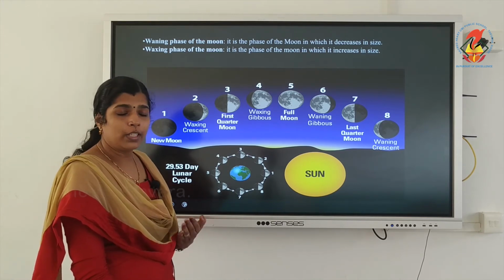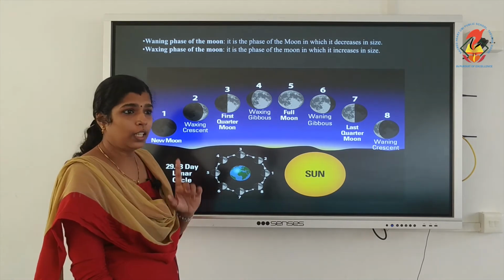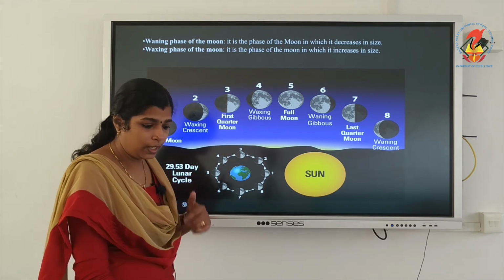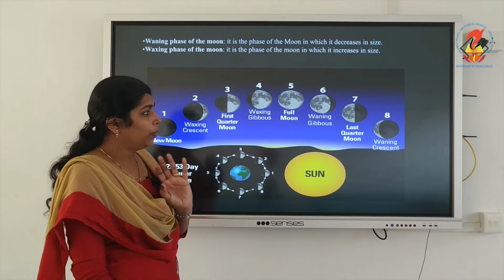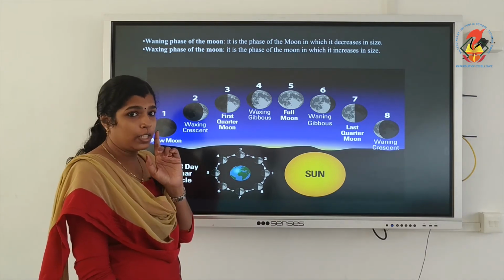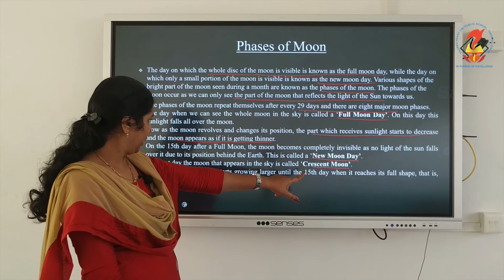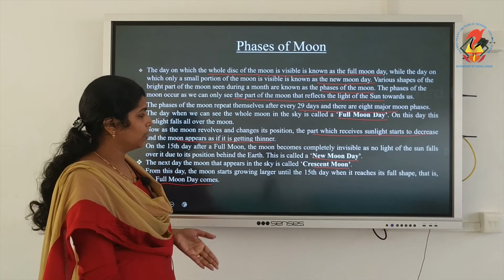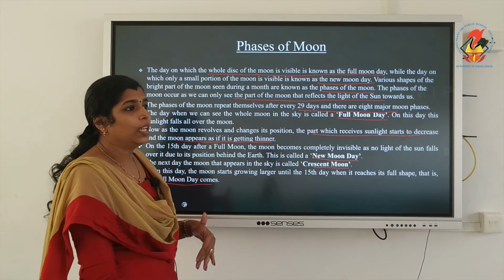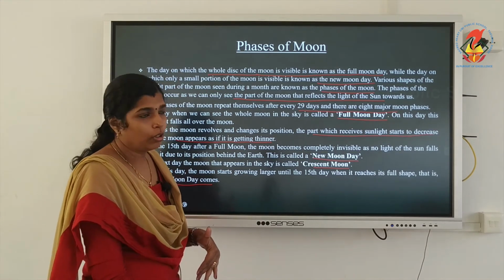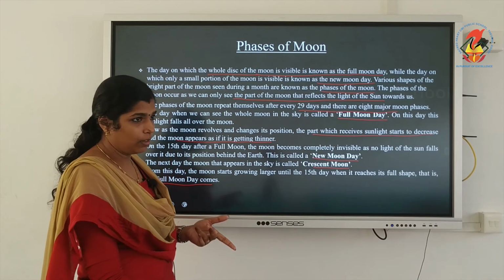That means the moon is invisible to us. The reason is that the moon is behind the earth. So, we will not be able to see the moon on that day. That is known as the new moon day. No moon is visible on that day. Next day, we will see a small portion of the moon, that is known as the crescent moon.